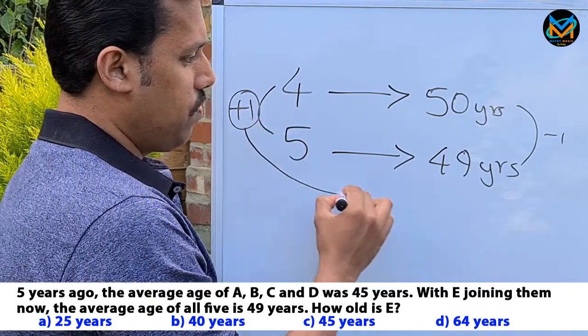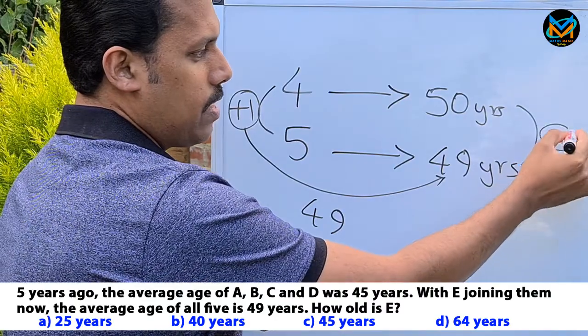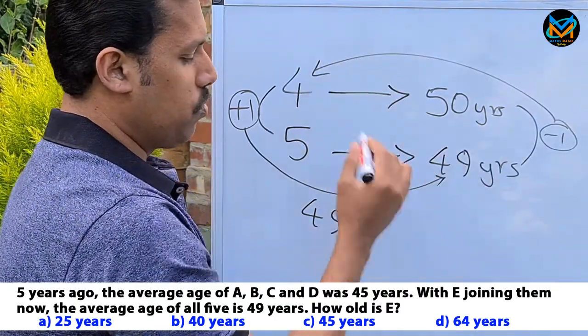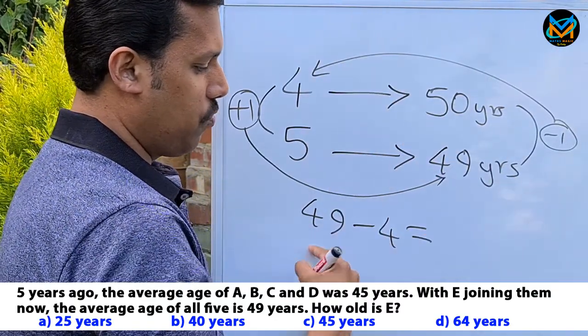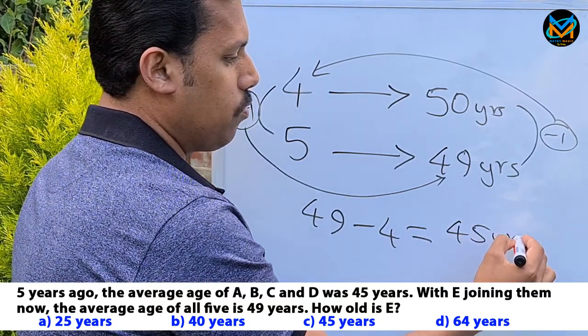Multiply the left difference with this number. 1 into 49 is 49. Then multiply the right difference with the top number. Minus 1 into 4 is minus 4. So the answer is 49 minus 4, which is 45 years. That will be your answer.